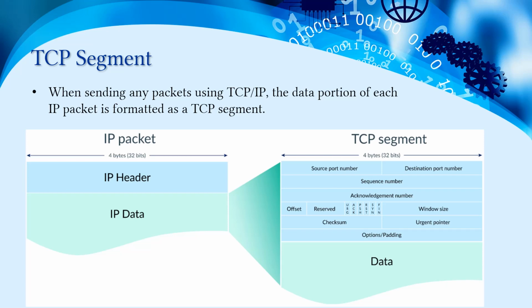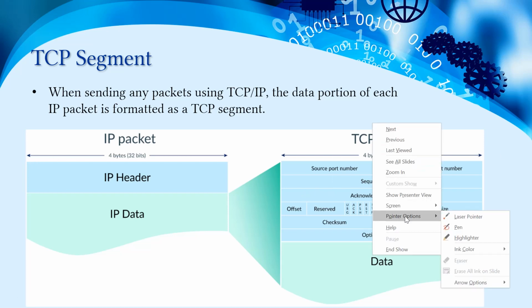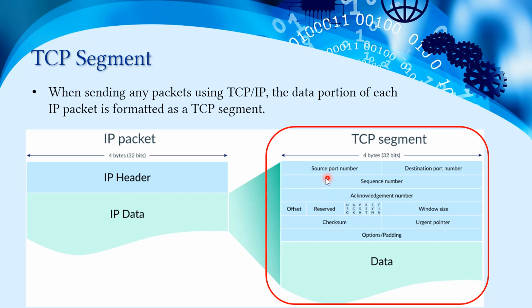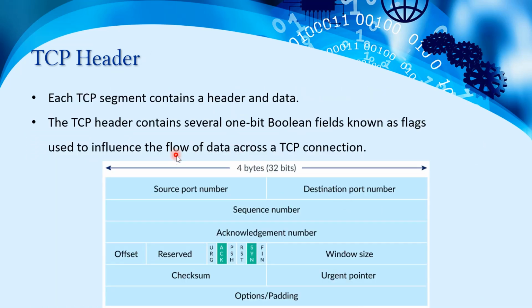In the picture you can see the IP packet has the IP header and the IP data, and under the IP data you can find the TCP segment. This TCP segment has several pieces of information. You can see the source port number, the destination port number, the sequence number, the acknowledge number, and also the checksum, the window size, and more options. Basically, understanding more about the TCP header.